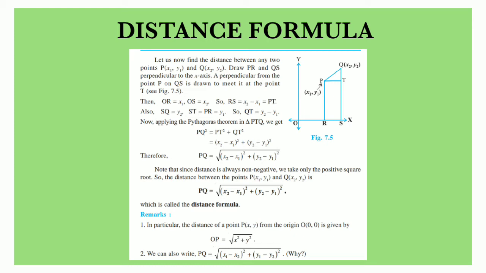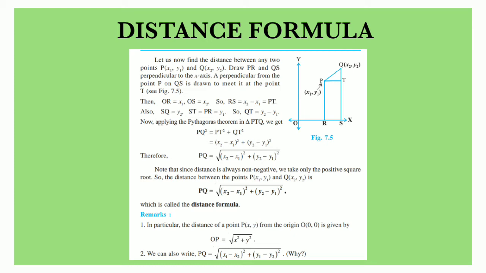So what happened here? PQ square is equal to x2 minus x1 the whole square plus y2 minus y1 the whole square. So you will get the distance PQ is equal to root of x2 minus x1 the whole square plus y2 minus y1 the whole square. So the distance formula for finding the distance of PQ is root of x2 minus x1 the whole square plus y2 minus y1 the whole square, or it can be written another way, root of x1 minus x2 whole square plus y1 minus y2 whole square. Both are same because after the calculation your answer will be correct.